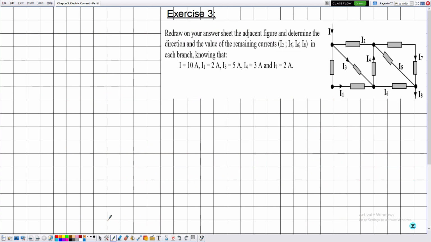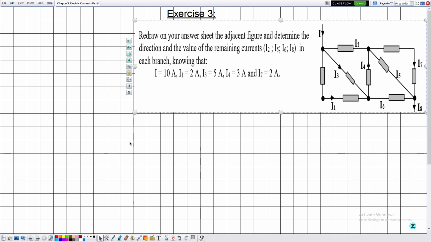And now let's move to this exercise, which is exercise number 3. They are telling me to redraw on your answer sheet the adjacent figure and determine the direction and the value of the remaining currents I2, I5, I6, I8 in each branch, knowing that... So I will not redraw this on my sheet, and let me start by answering. And the trick in solving such type of exercises is to label the electric current on the electric circuit itself. So the value of I is given by 10 amperes.